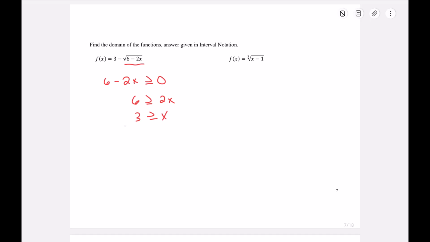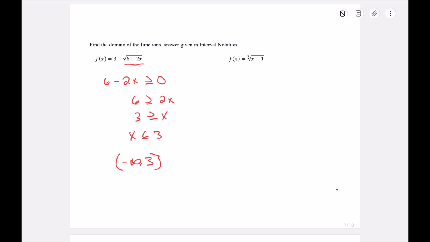And if we were to flip it, we would get x is less than or equal to 3. And so we want anything on the left side of this number line, where we cannot have. And so our domain would be negative infinity up to 3, including 3.